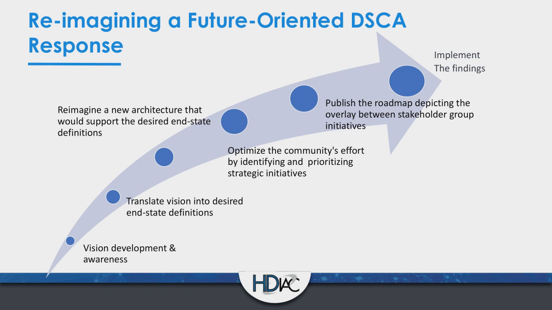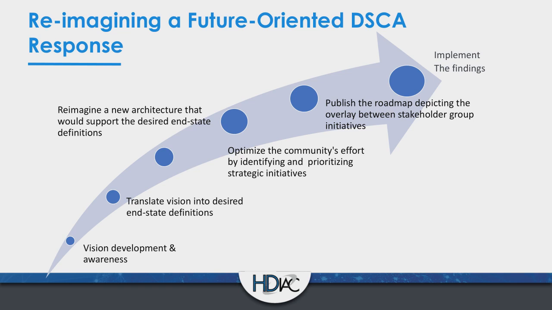How do we do it? Well, you know, Gavin could have her own opinions all day long, but it always works out so much better when you do it as a group. So when you create our new vision of success for defense support to civil authorities, we start to have greater awareness. We start to translate those visions into desired end state definitions, and then we reimagine a new architecture that would support those desired end states.